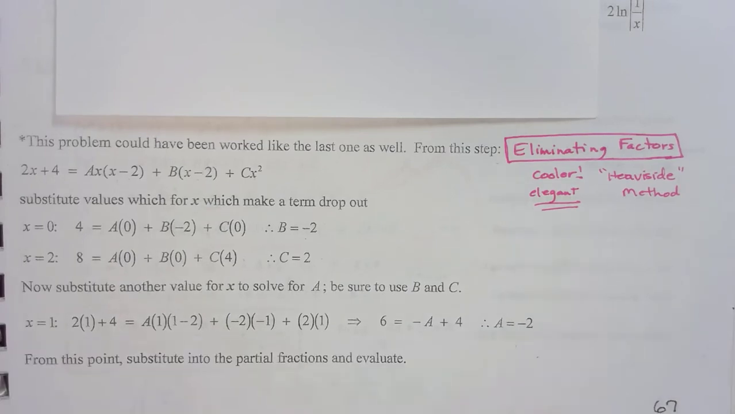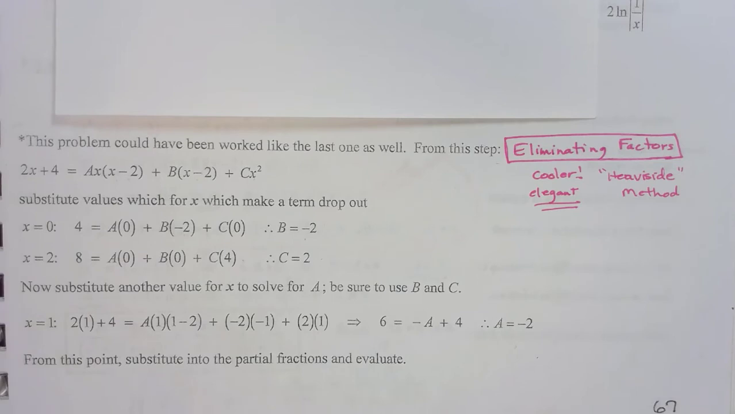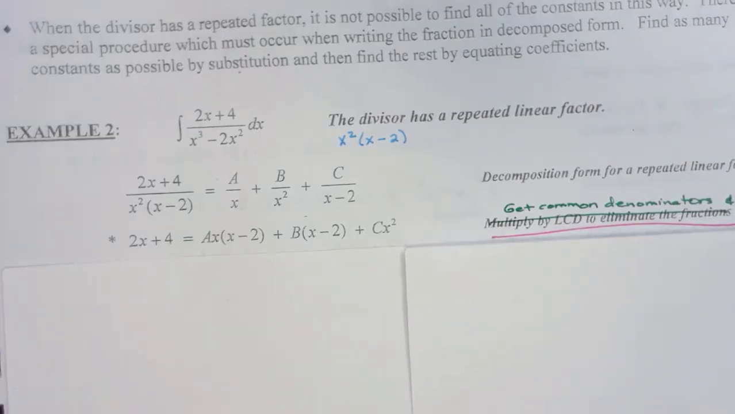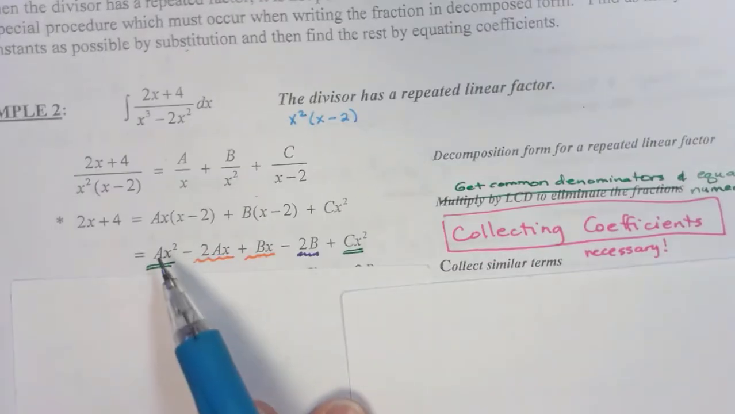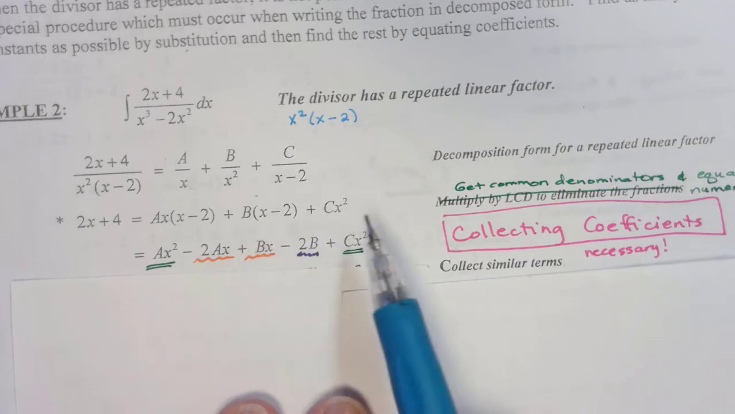Now let's go back up to the middle of the page and look at another method. When you're actually having to work partial fractions with higher degrees, you have to use this method. From this step, I like to call it collecting coefficients. What that means is distribute your Ax across this, your B across this, and your C.